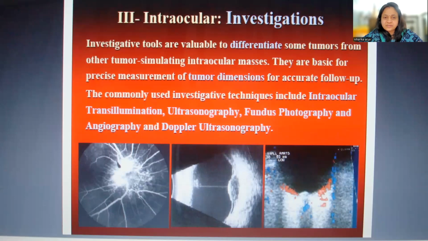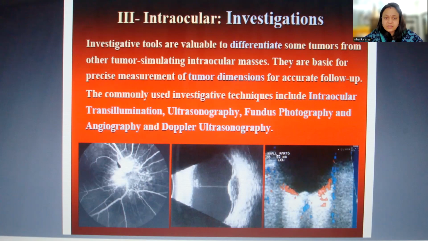Investigative tools are valuable to differentiate some tumors from other tumors, like those simulating the intraocular mass. They are basic for precise measurement of the tumor dimensions for accurate follow-up, and also for accurate treatment.